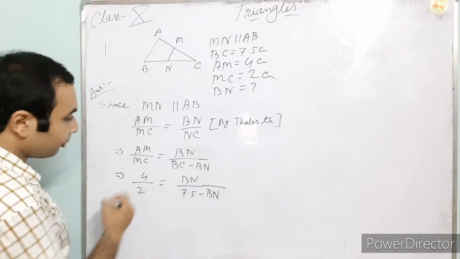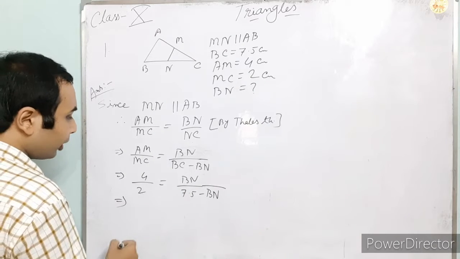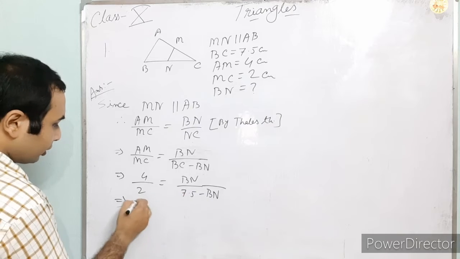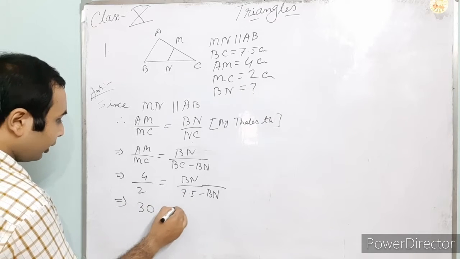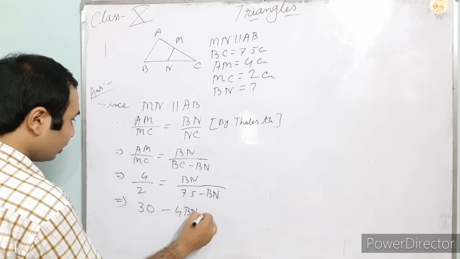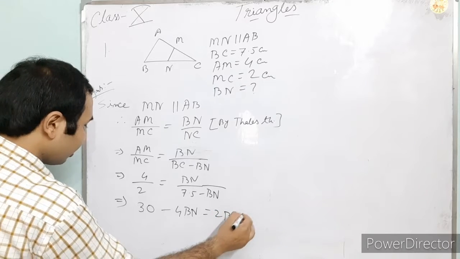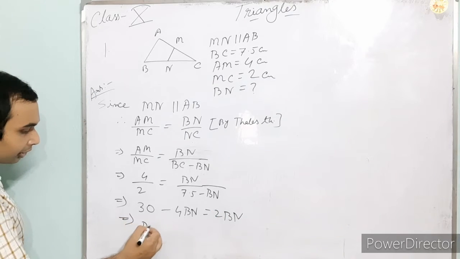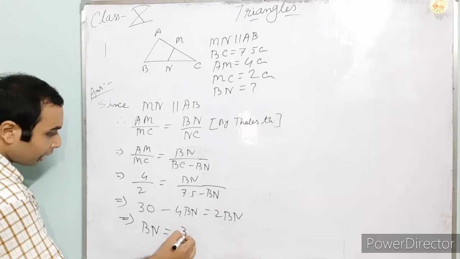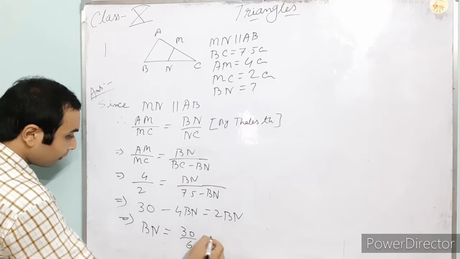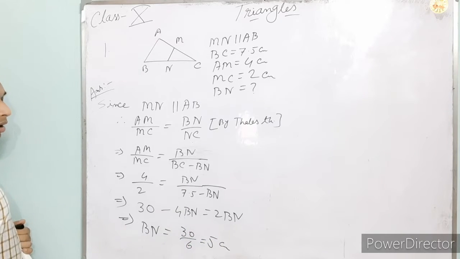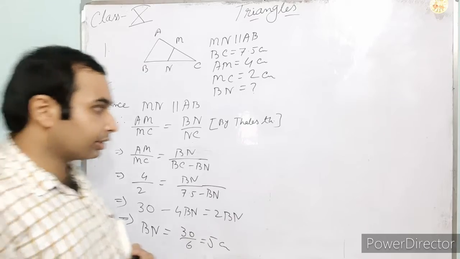Do the cross multiplication: 4 into 7.5, that means 30, minus 4BN equals 2BN. So from here you will get BN equals 30 by 6 equals 5 centimeter. You have got the result.